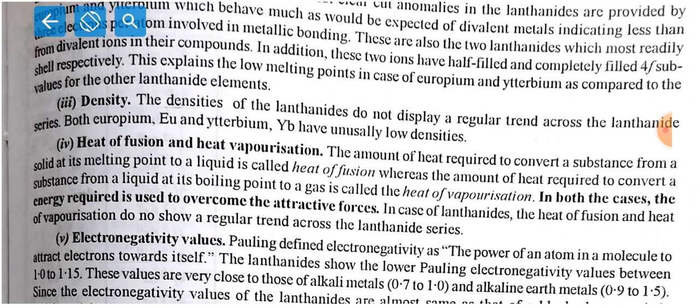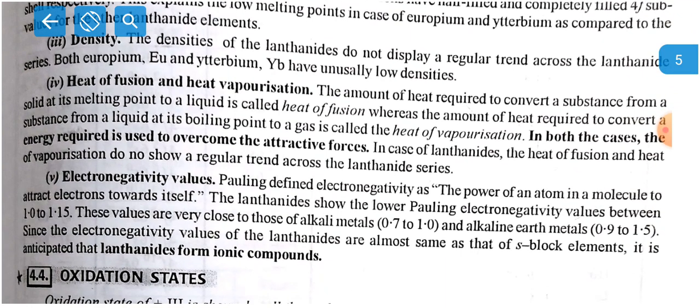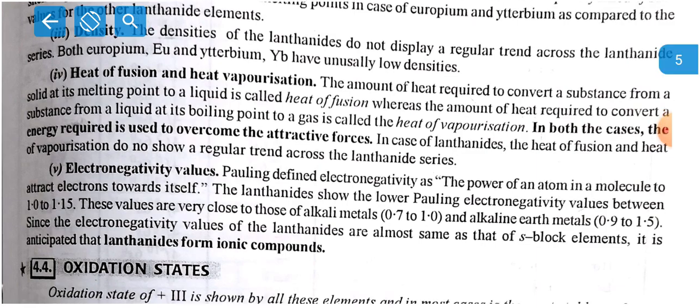The amount of heat required to convert a substance from a solid at its melting point to a liquid is called the heat of fusion, whereas the amount of heat required to convert a substance from a liquid at its boiling point to a gas is called the heat of vaporization. In both the cases, the energy required is used to overcome the attractive forces. In case of lanthanoids, the heat of fusion and heat of vaporization do not show a regular trend across the lanthanoid series.